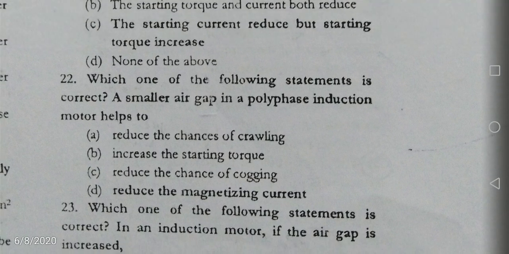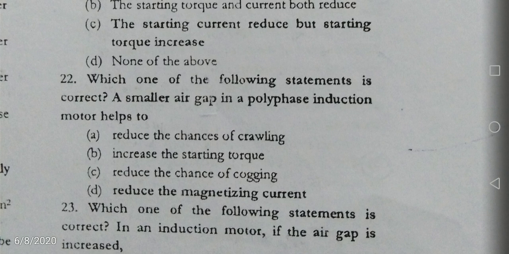Which one of the following statements is correct? A smaller air gap in a polyphase induction motor helps to, option A, reduce the chance of crawling. Crawling means the machine suddenly stops because of the seventh harmonic. The machine's sudden stop is called crawling. Option B, increase the starting torque. If the air gap is larger than a smaller air gap, increasing the starting torque is wrong.